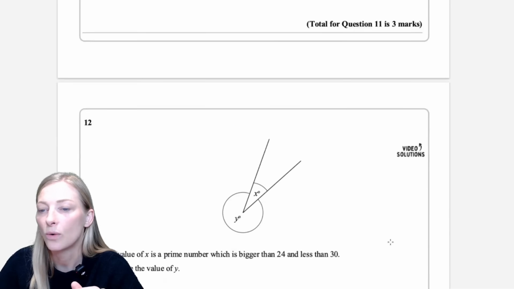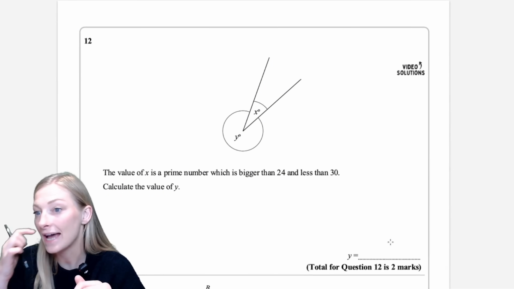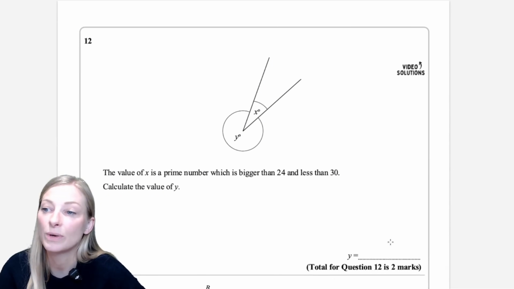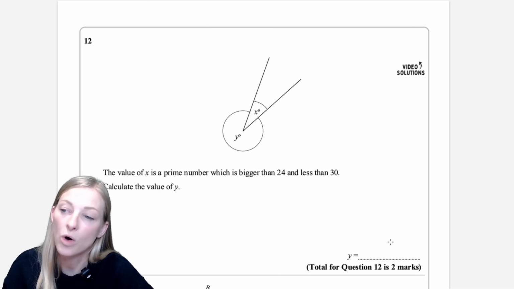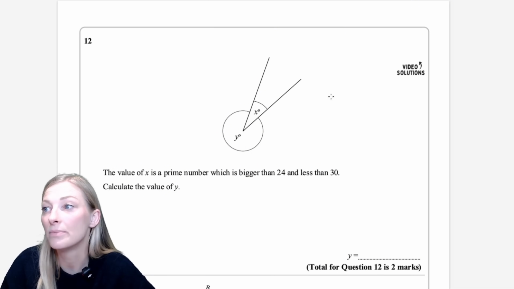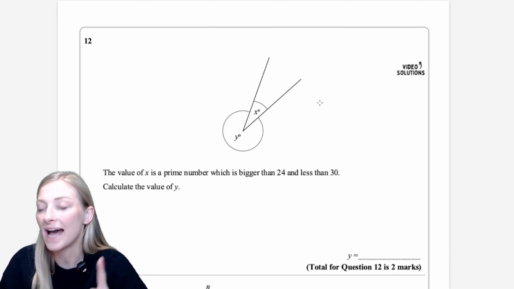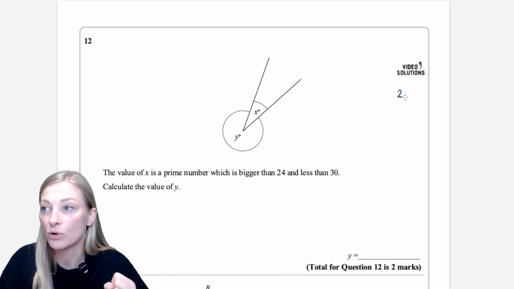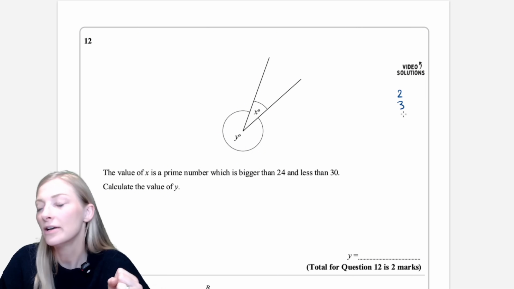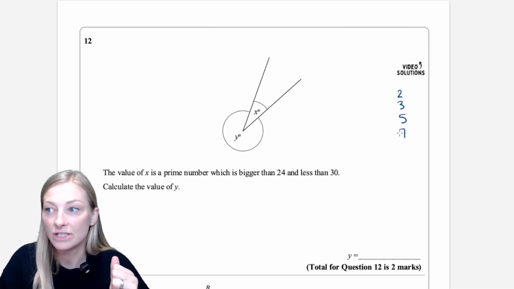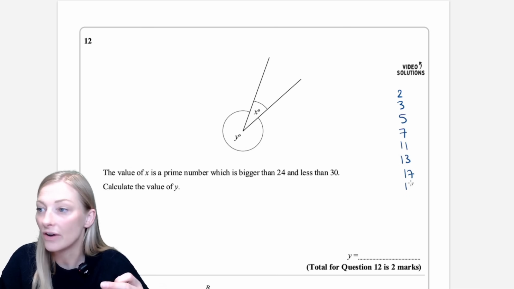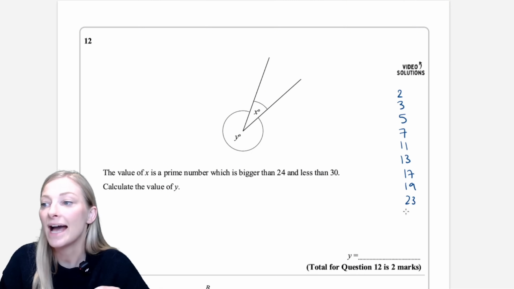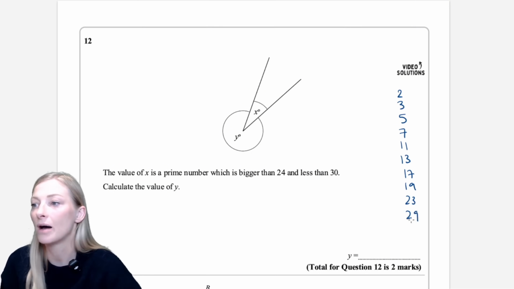There we go. Question number 12. The value of x is a prime number which is bigger than 24 and less than 30. Calculate the value of y. So prime numbers are numbers that have two factors, 1 and themselves. So 2 is a prime number, 3 is a prime number, 5 is a prime number, 7 is a prime number, 11, 13, 17, 19, 23, and 29. And that's all of them up to 30.